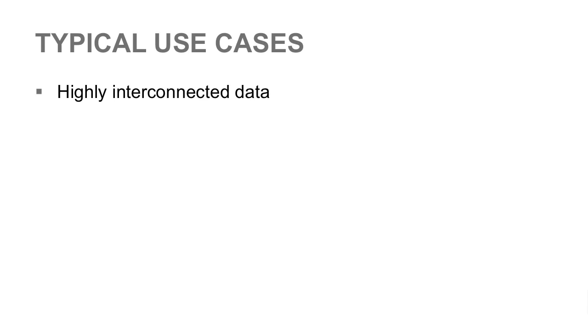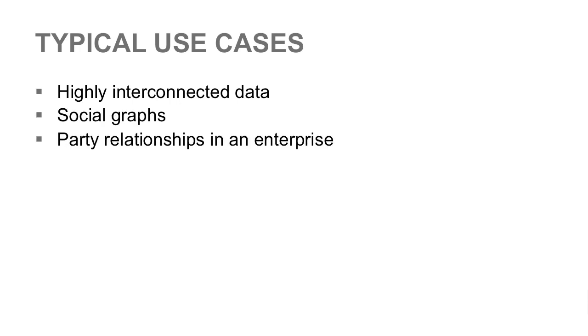Typical use cases of graph stores are dealing with highly interconnected data. For example, working with social graphs, working with party relationships in an enterprise. For example, master data management for customers, suppliers, distributors, manufacturers would be a very good example. Location-based services are another example of use of the graph database.